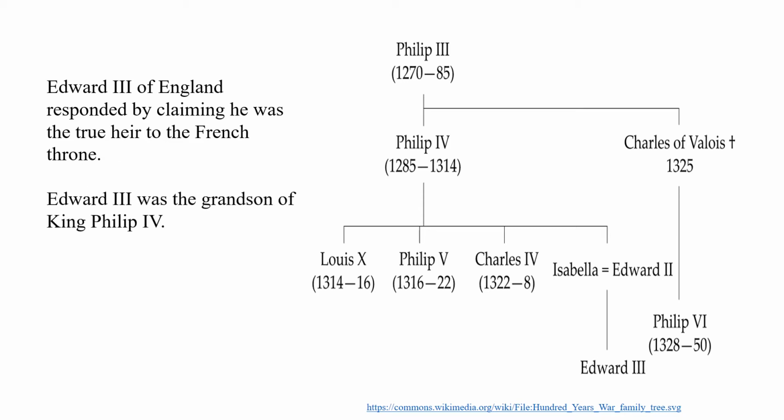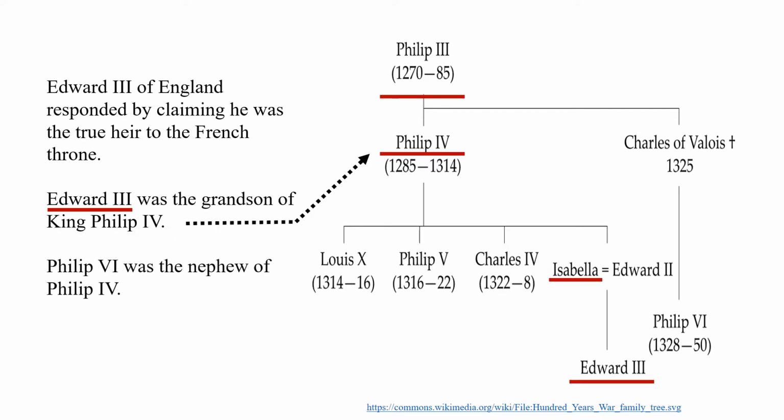He was the grandson of an earlier King Philip through his mother, as you can see on this family tree here. By contrast, Philip VI was only the nephew of Philip IV. And you can see his descent traced in blue on the family tree.